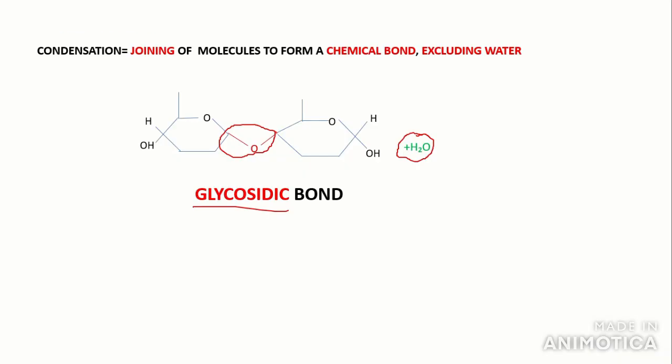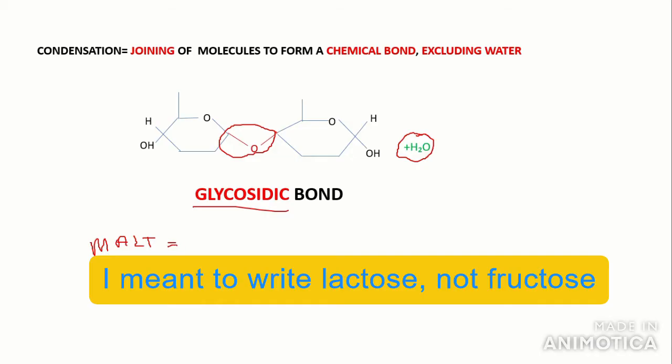Now there are three disaccharides that the biology AQA specification requires you to know: maltose, sucrose, and lactose. So I'll just write malt for simplicity. Malt, so it's suc. I apologise for my very messy writing. Now, maltose is the easiest one to remember, as it is made of two glucose molecules.